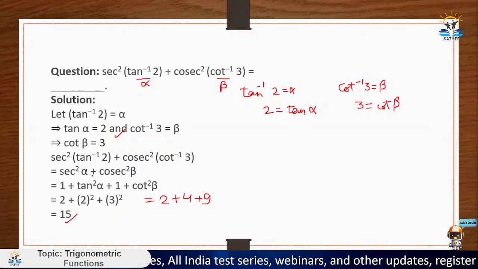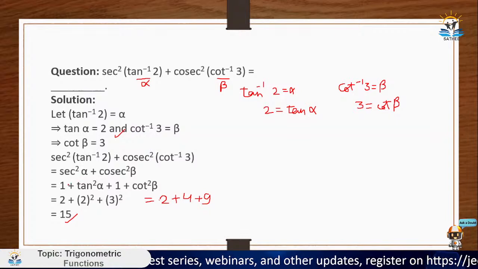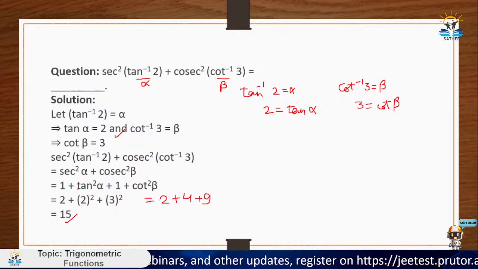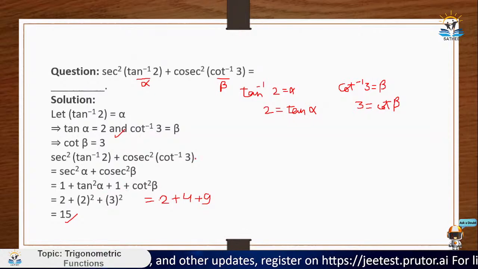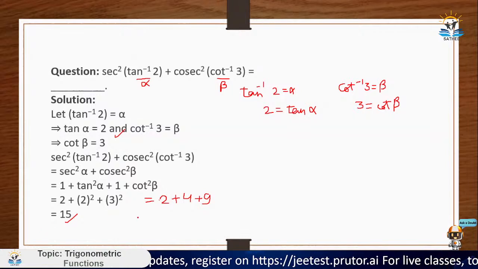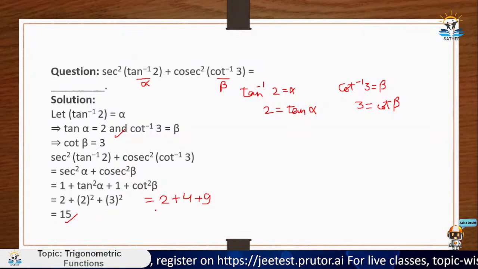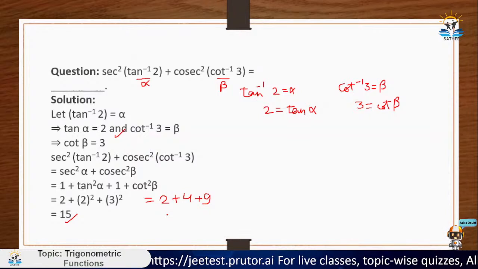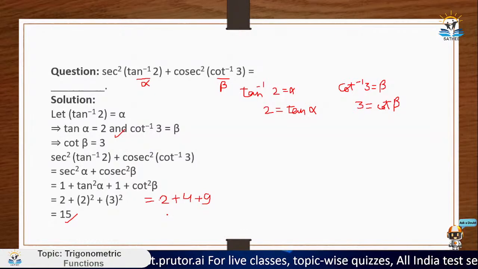So I will get sec square alpha plus cosec square beta. Now substituting the values of both, sec square is nothing but 1 plus tan square and cosec square is nothing but 1 plus cot square. So using it, 2 plus tan square alpha plus cot square beta, tan alpha equal to 2 and cot beta equal to 3. Substituting, we will get 15 as our right answer. Okay. So I hope you are getting all these questions. These are very easy. You have to just substitute the values and you can easily do this type of questions.